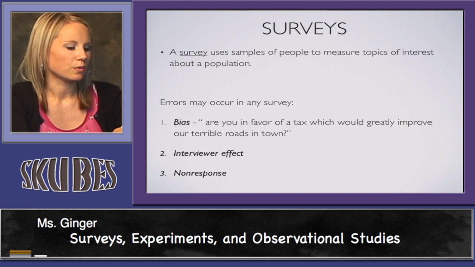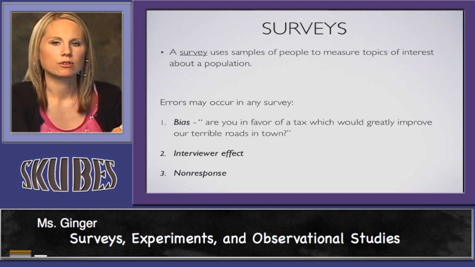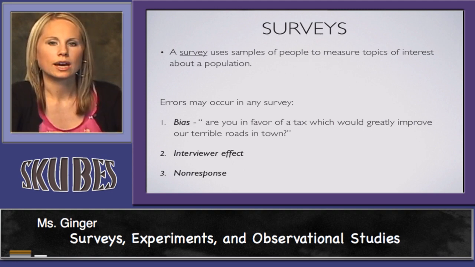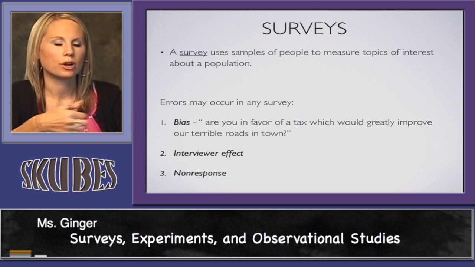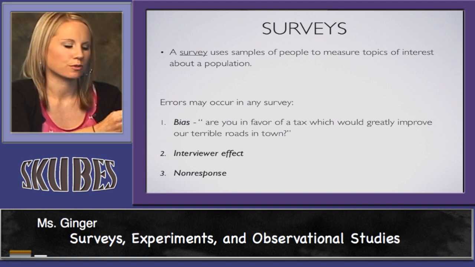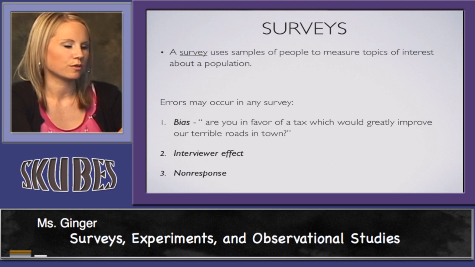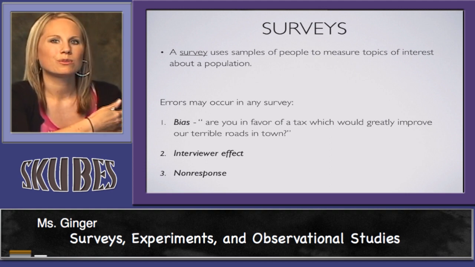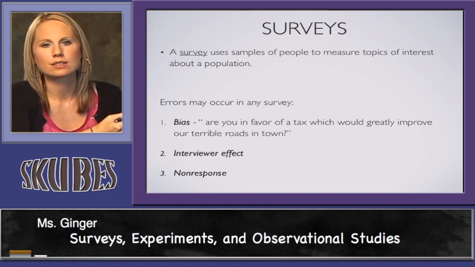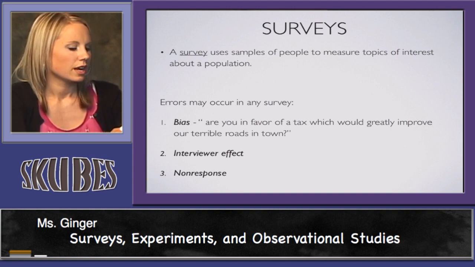If you wanted to know if your town is in favor of a tax for improving roads, you could simply ask, are you in favor of the new tax for road improvement? Or you could ask the question in a different way to try to get your response to be a certain way from your viewers. You could say, are you in favor of a tax which would greatly improve our terrible roads in the town? And you can see we've added some words in there to try to get them to answer a certain way, and that's called bias in your questions.